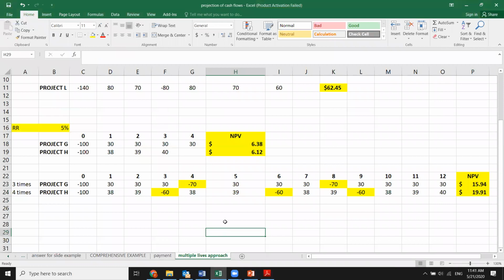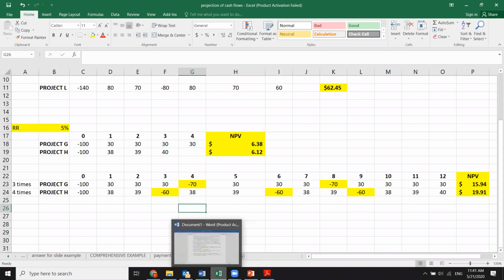Now, what's the method called that we just used? How is this method called? This method is called least common multiple. Okay, LCM. Shortly, it's called LCM.